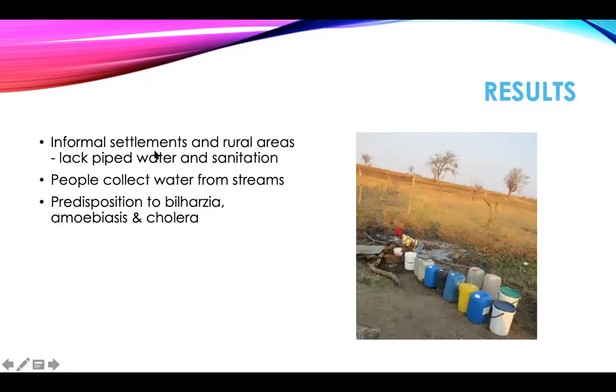In both informal settlements in the city as well as in rural areas, there is often a lack of piped water and sanitation. Hence, people collect water from streams. And here we see this lady collecting water from a very tiny pond. And these are all the different water containers that she will be using to collect her water in. This could lead to a predisposition to disease such as bilharzia, amoebiasis, and cholera.